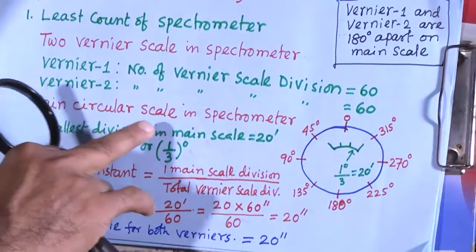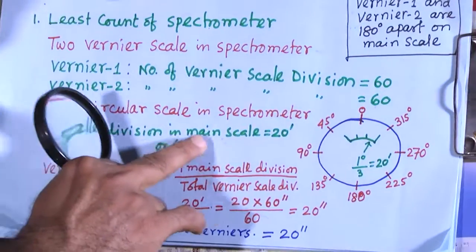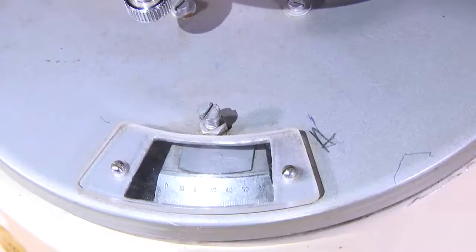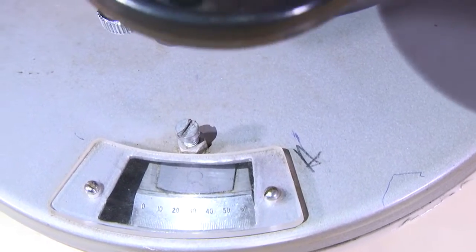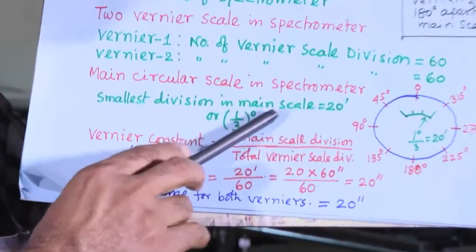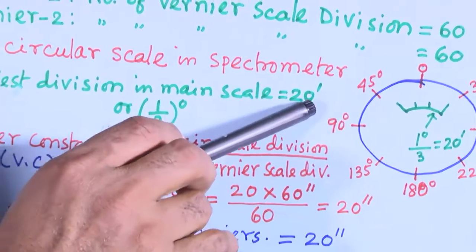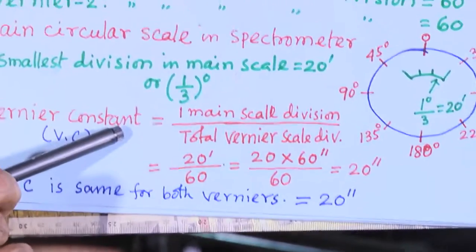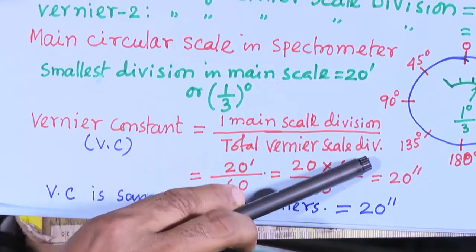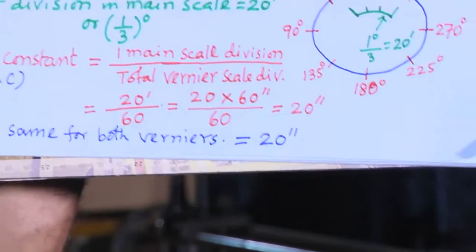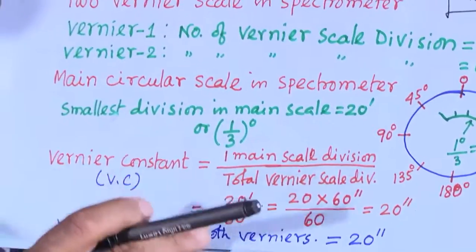Now, one has to find out the smallest division in the main scale. You have to find this out for your spectrometer. In our spectrometer, between 1 degree there are 3 divisions. So, one division is basically 1/3 degree. So, the smallest division in the main scale is equal to 1/3 degree, or, since 1 degree is 60 minutes, it is 20 minutes. Okay. So, the vernier constant is basically one main scale division divided by the total vernier scale divisions. If you calculate, it is 20 seconds. So, for both verniers, the vernier constant is 20 seconds, that one has to find out first.